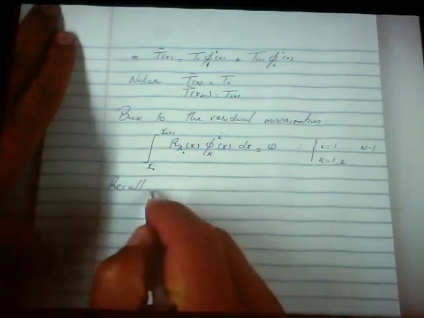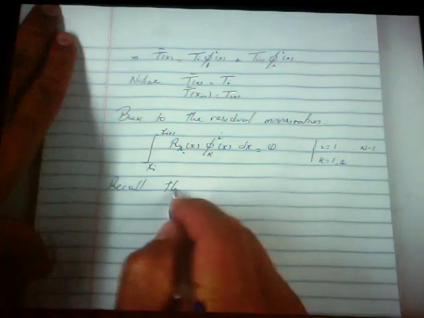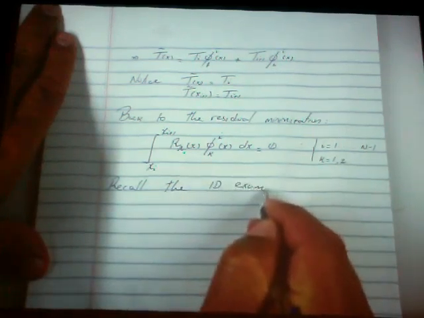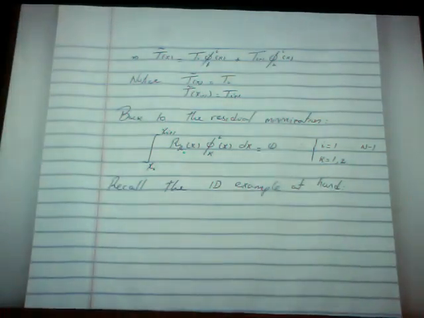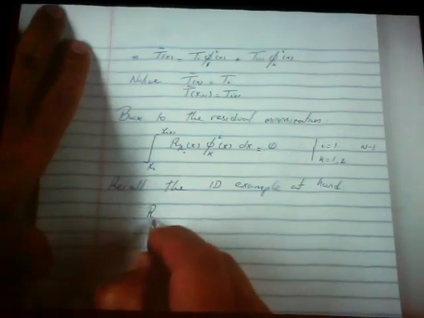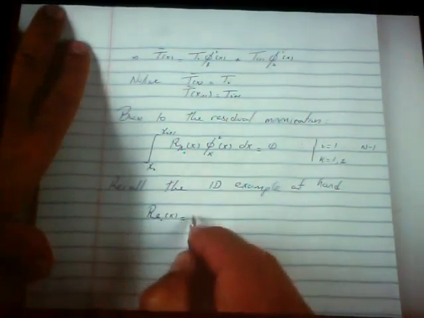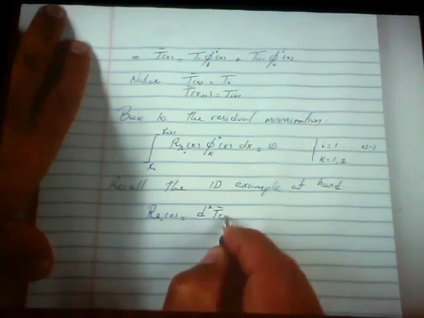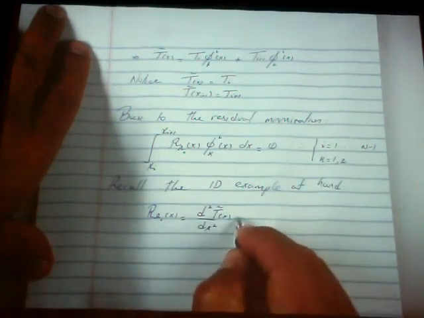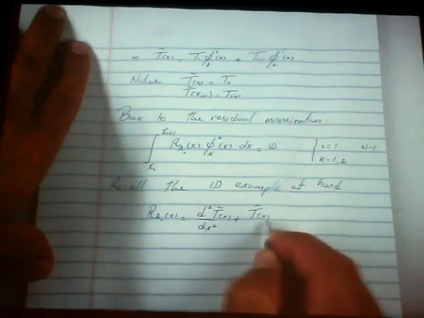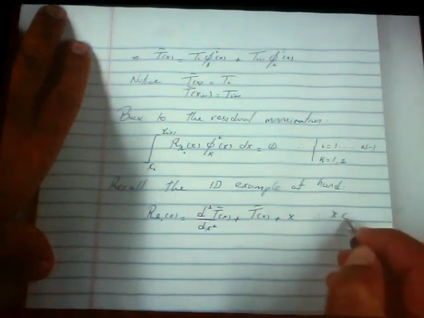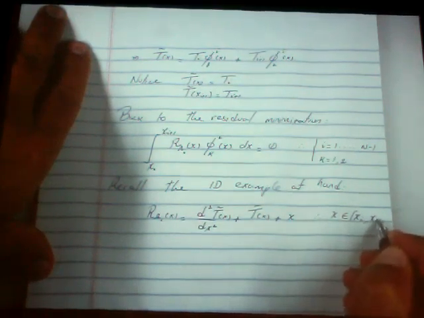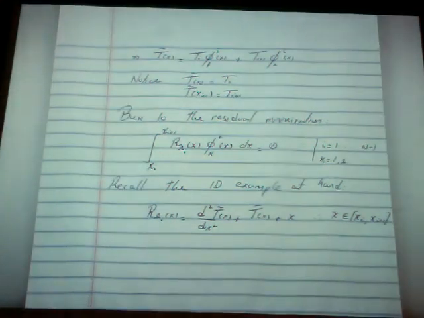Recall the 1D example at hand. The 1D example that we've been solving so far has the differential equation, which makes up the residual, as the second derivative of the temperature plus the temperature itself plus x. And now this is valid only between xi and xi plus 1, because the approximation has a local scope. It's not valid everywhere.